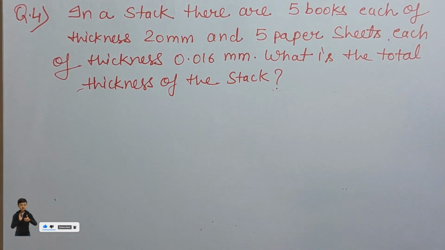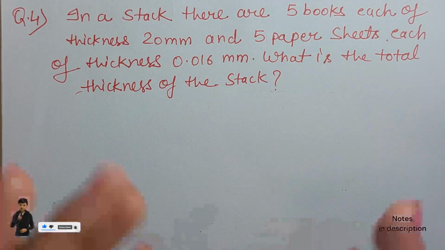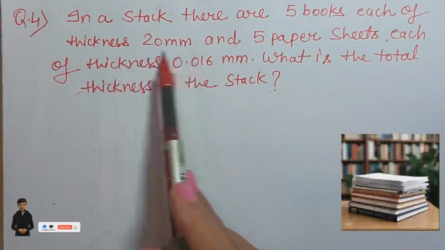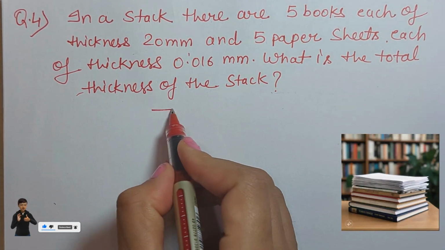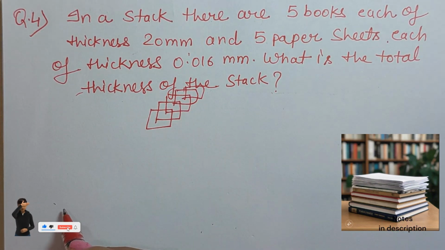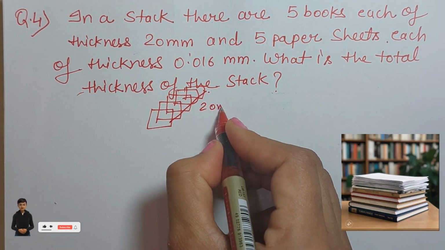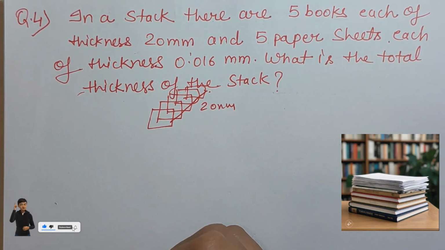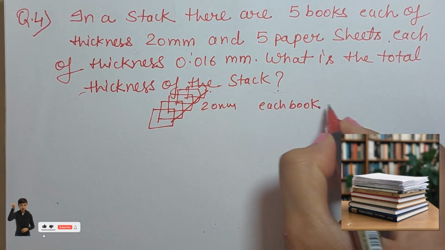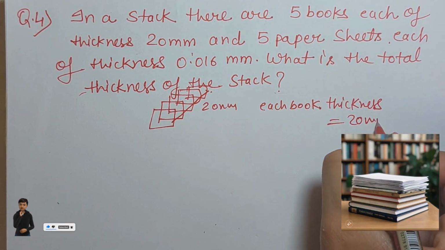So now you may be wondering what this stack is. Stack means pile up. So many books are there together, like a heap. Okay, so in a stack there are 5 books. 1, 2, 3, 4, 5 like that. Okay, 5 books are there. What is the thickness of each book given in the question? 20 mm. Let's solve this.